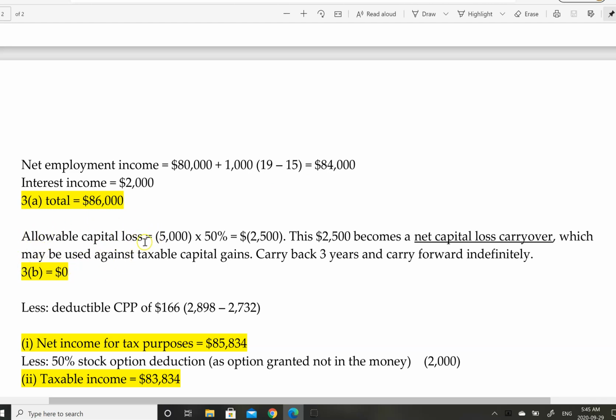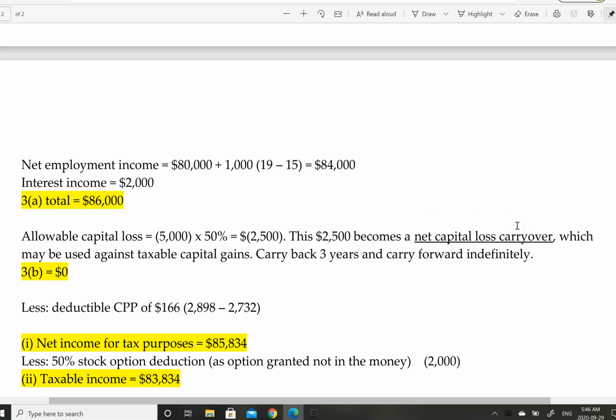Now, moving on to 3B, that's where we have her taxable capital gains over her allowable capital losses. Now, in the question, we were given $5,000 as her capital loss. 50% is our allowable capital loss, which is $2,500. But because we cannot have a negative number in 3B, her 3B amount becomes 0. And the $2,500 becomes a net capital loss carryover. And that can be used against taxable capital gains, either carry back 3 years or carry forward indefinitely.